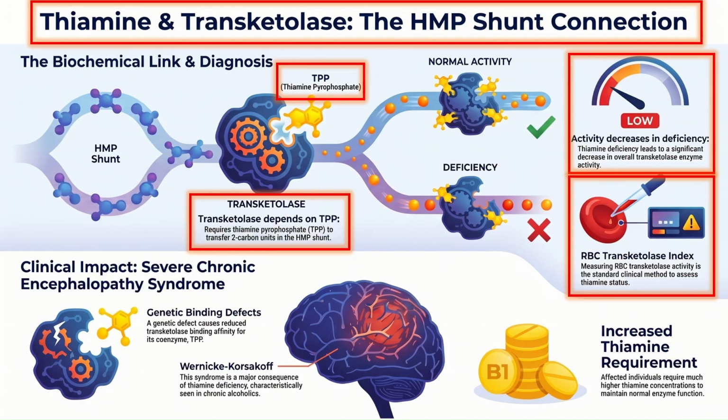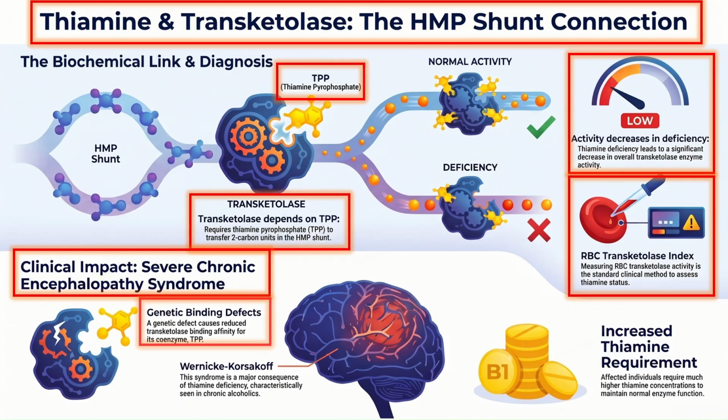A major clinical consequence of thiamine deficiency is Wernicke-Korsakoff syndrome. It is a severe encephalopathy, which is most characteristically seen in the chronic alcoholics. This specific syndrome is due to a genetic defect in the enzyme Transketolase. The defect typically involves reduced binding affinity for the thiamine pyrophosphate. It means the enzyme requires much higher concentrations of the thiamine to function properly, making these individuals uniquely susceptible to thiamine deprivation.